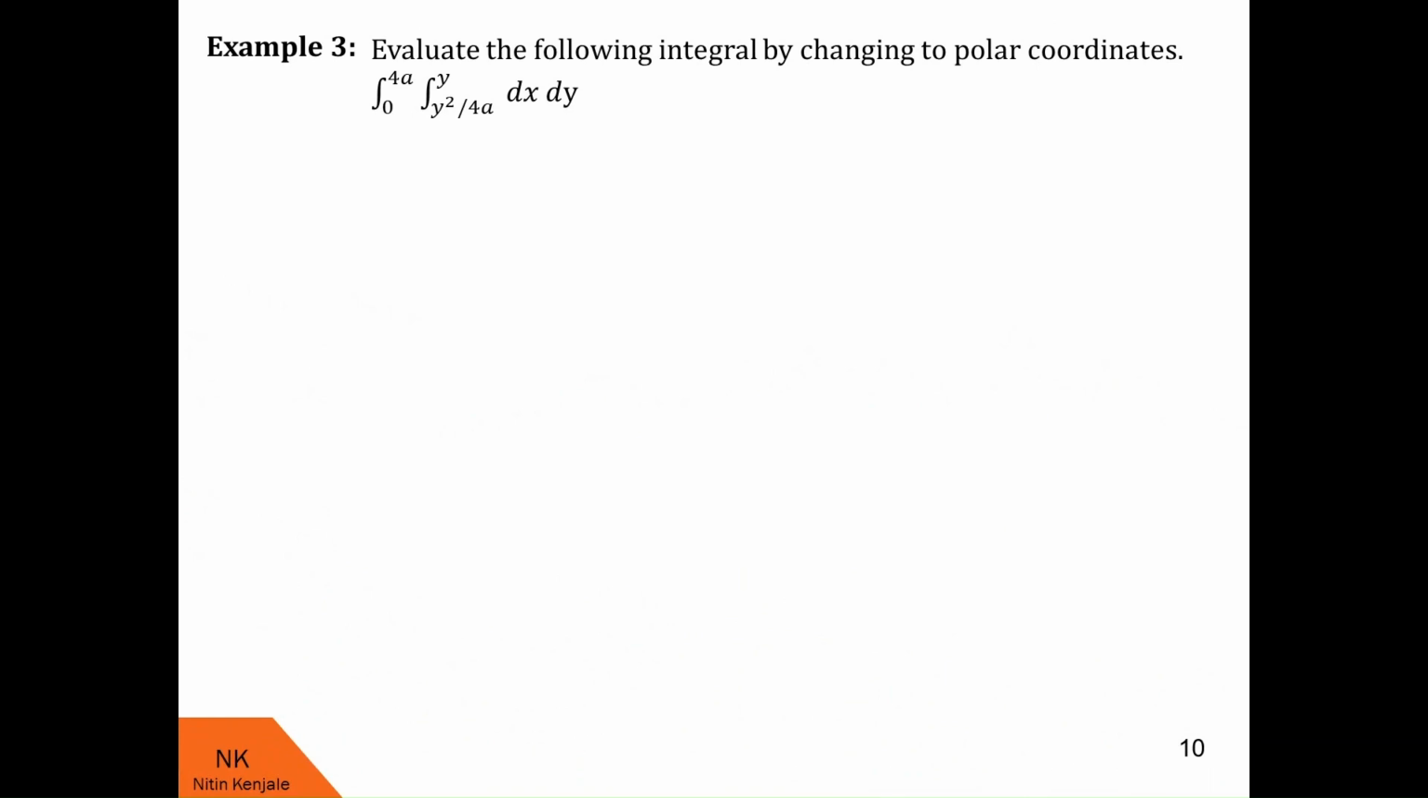Here we have to change the Cartesian coordinate system of this double integral into polar coordinates and we have to evaluate it. The given integral is double integration of dx dy. So integrand is 1. And limits are y square by 4a to y and 0 to 4a. Let us go with step-by-step solution.